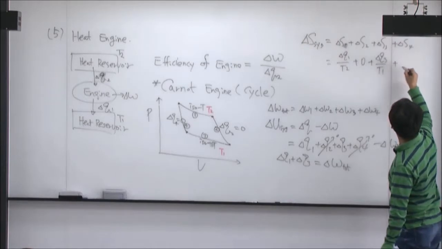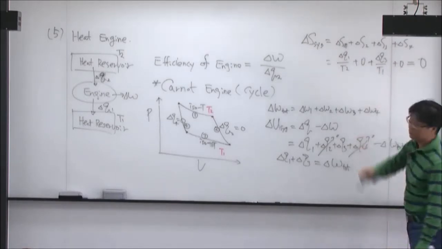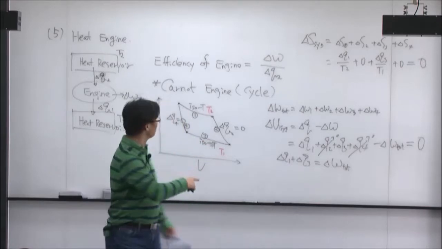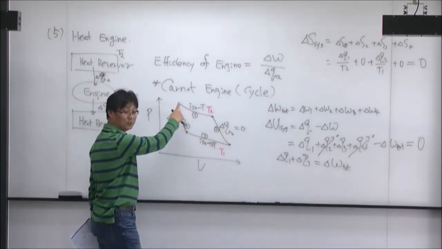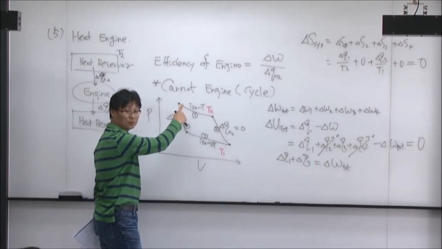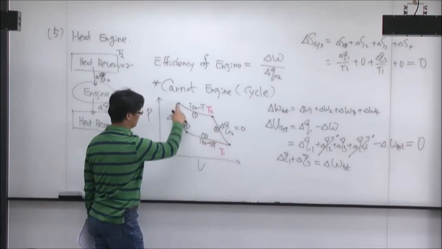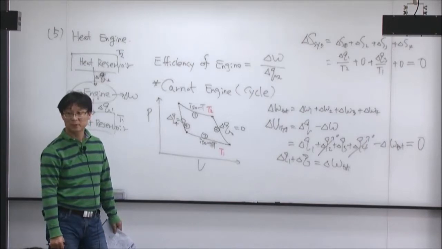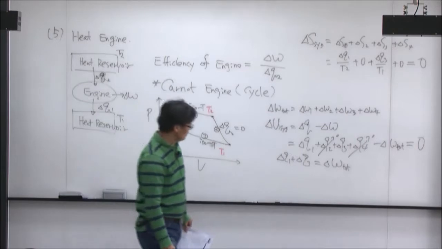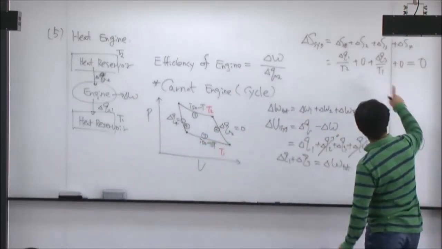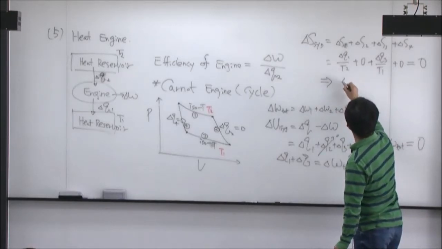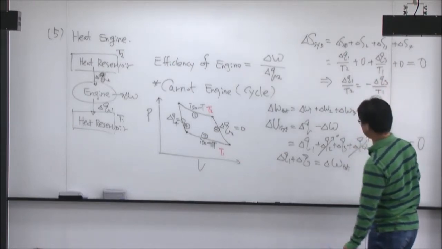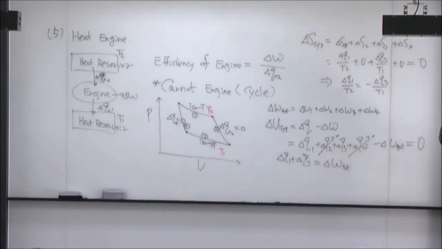delta Q3 over T1 plus 0 equals 0, because entropy is also a state function. So you move from here and come back. Change of internal energy becomes 0. You came back to exactly the same position, and delta S should be 0 because it comes back to exactly the same position. Okay? So it's good. Then from this, we can derive that delta Q1 over T2 equals minus delta Q3 over T1. Okay?